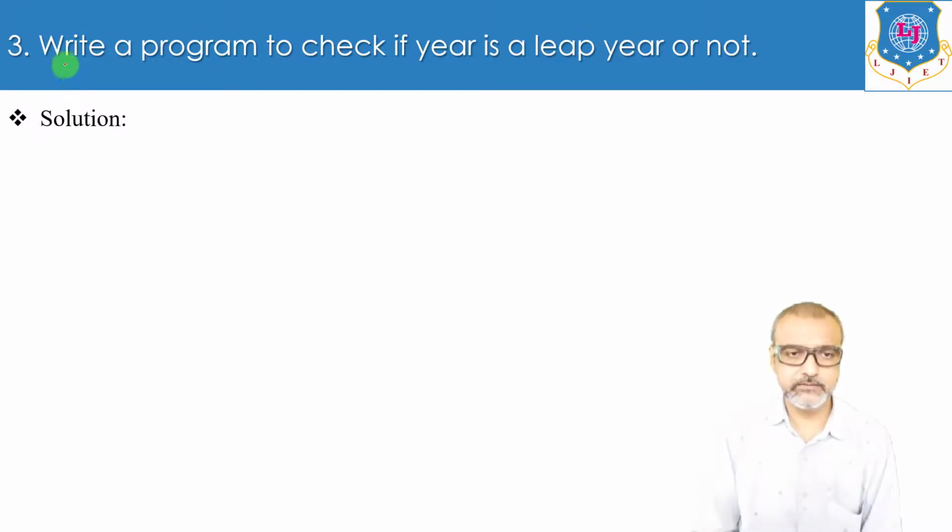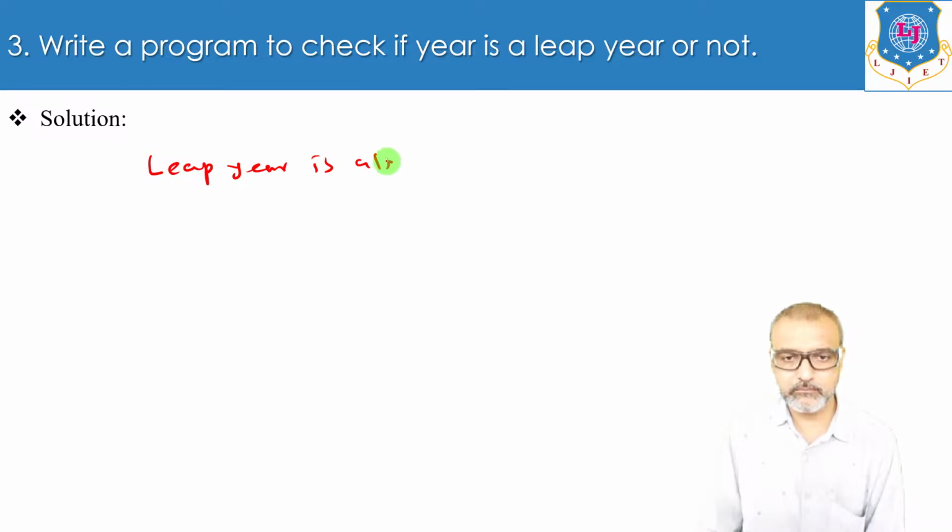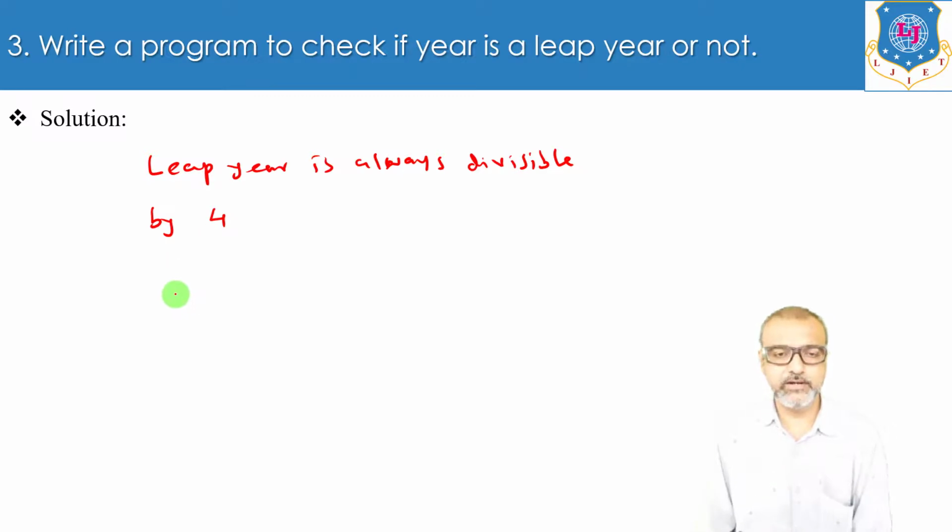Program number 3 is: write a program to check if the year is a leap year or not. So what is a leap year? A leap year is always divisible by 4. It means if you divide a year by 4, you will get remainder 0.